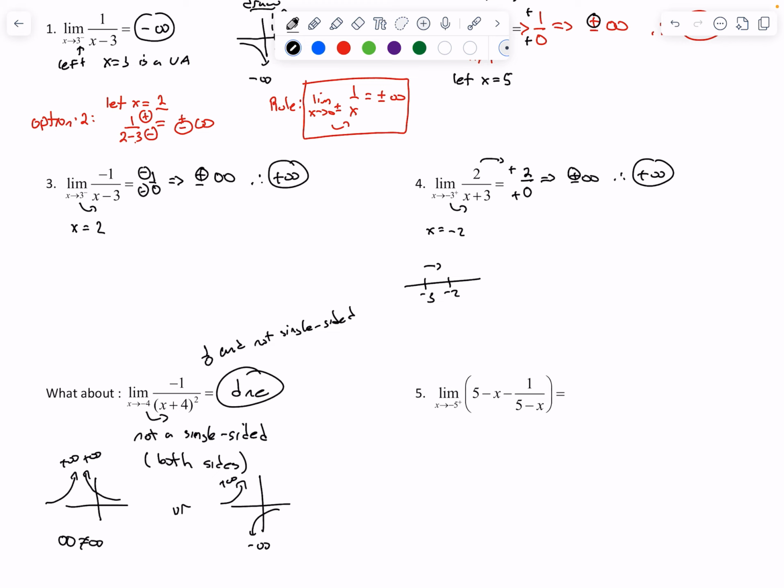For number 5, this is a single-sided. We're approaching from the right side. Now, this one's kind of an interesting one. I can split this up. The limit as x goes to -5 from the right of 5 minus x, minus the limit as x goes to -5 from the right of 1 over 5 plus x.